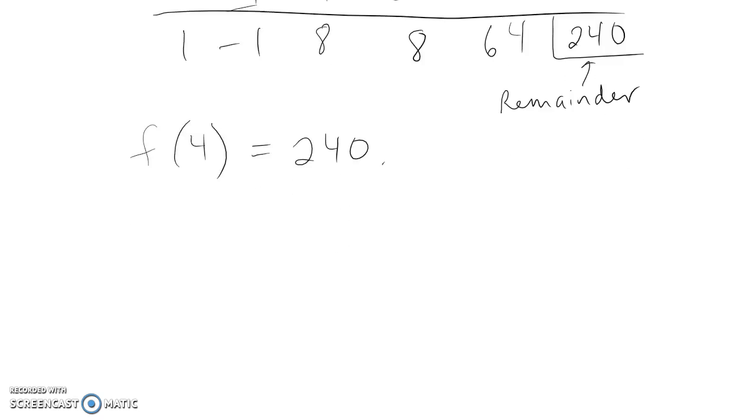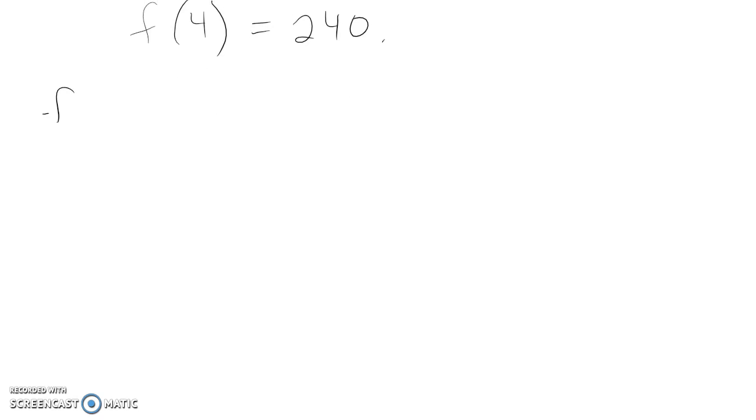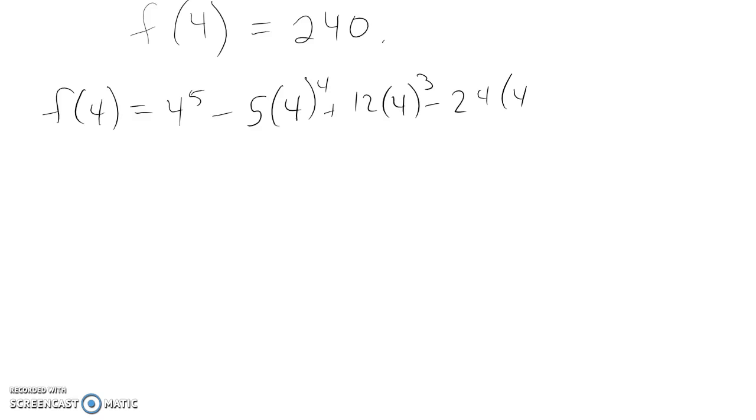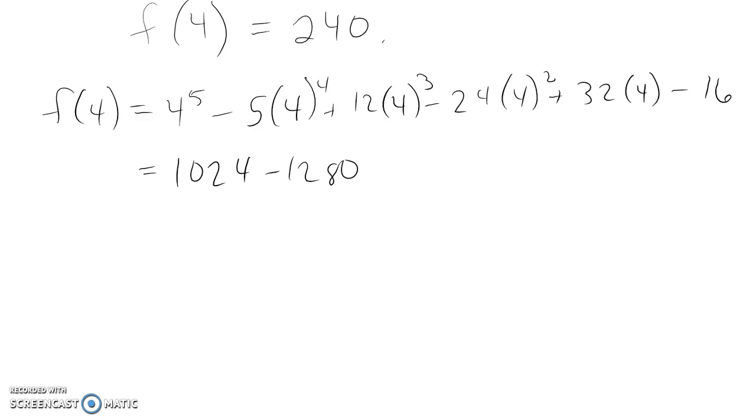Believe it? Well, let me show you. Let's take our original polynomial and find f of 4 by plugging in 4 instead of using synthetic division. So we get 4 to the 5th minus 5 times 4 to the 4th plus 12 times 4 cubed minus 24 times 4 squared plus 32 times 4 minus 16. As I evaluate these things, I get 1024 minus 1280 plus 12 times 64 is 768, minus 24 times 16 is 384, plus 32 times 4 is 128, and I subtract 16. And if we put all these together, we get 240. You can check the math, but it does work out.